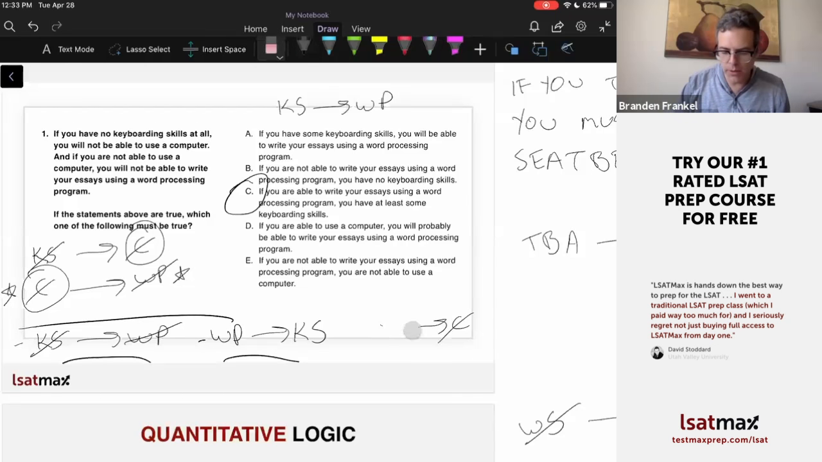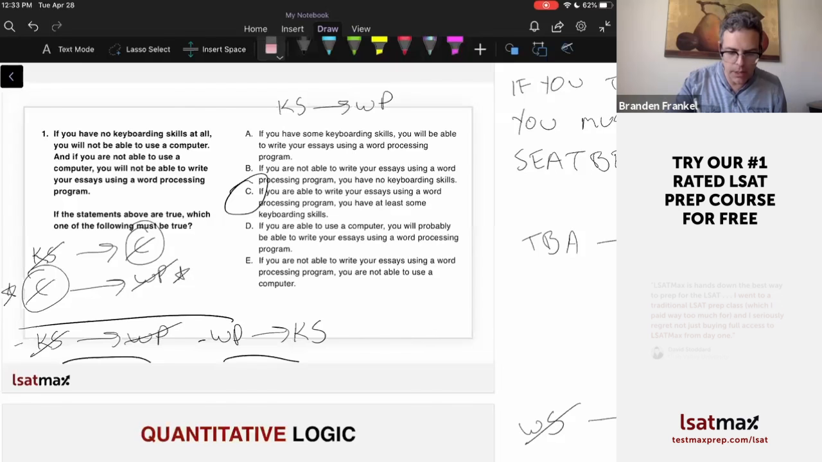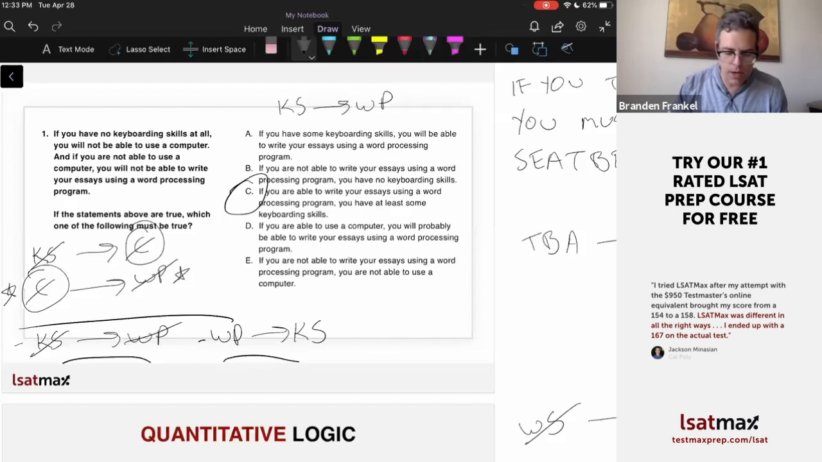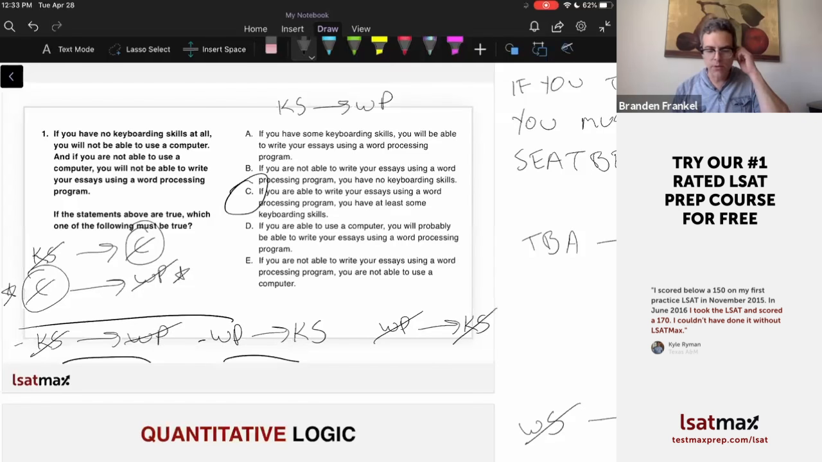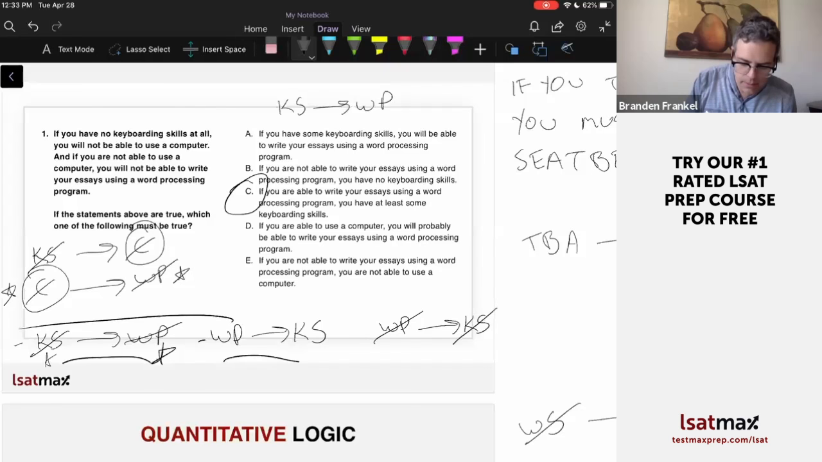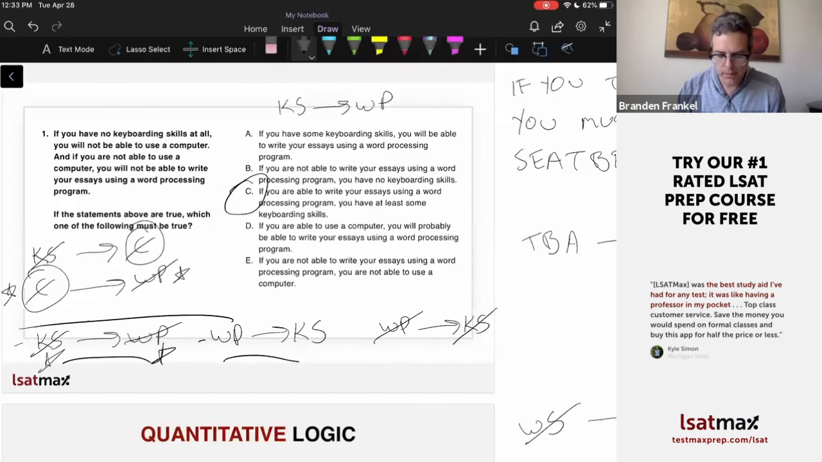Let's look at B2. I see people are clamoring for B. B says, if you are not able to write your essays using a word processing program, you have no keyboarding skills. If word processor not, keyboarding skills not. That's what answer choice B looks like. It's backward from this guy. It's reversed without being negated. It's negated from this guy. We would have to reverse it. Since it does not match either one of those, it makes it the wrong answer.